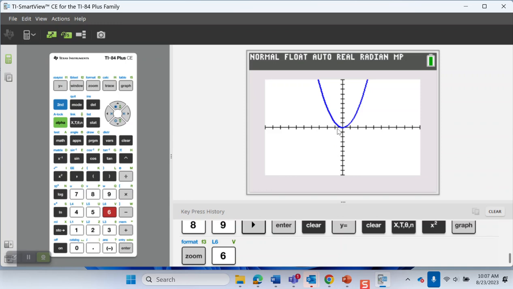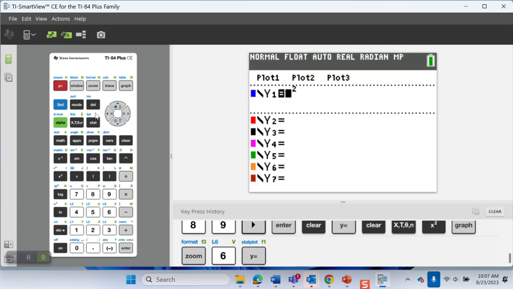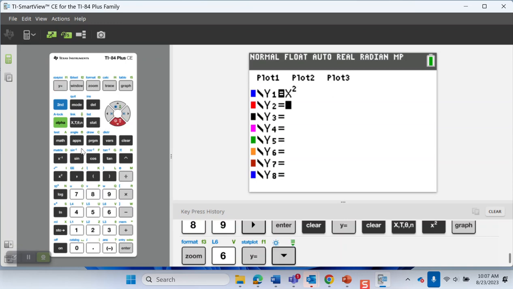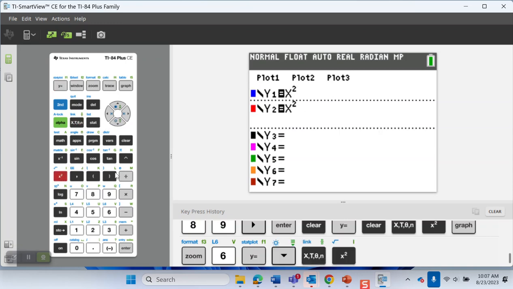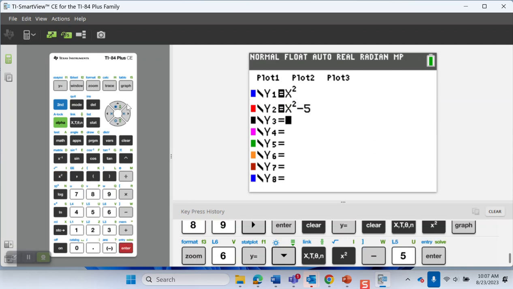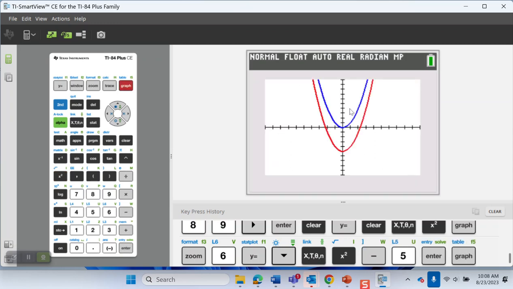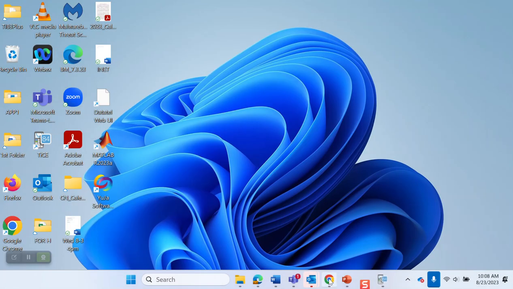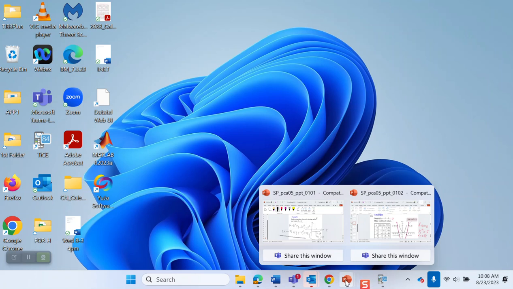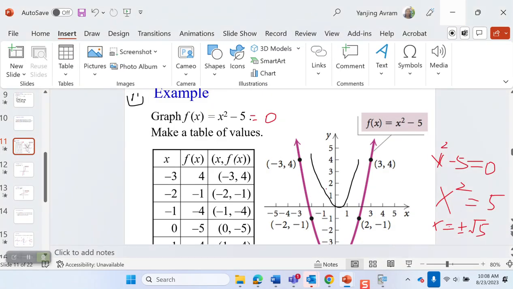All right. Okay, so that is y equal to x squared, and then I am going to do y equal to x squared minus 5. Okay, so you can tell this one is the same graph, but moving down for 5 units, the red one, compared to the blue one. Okay, so this one is moving down for 5 units in here. All right, so that is how you do the graphing in the calculator.